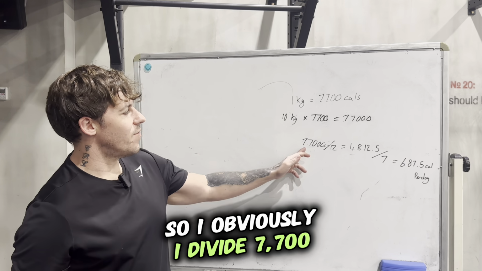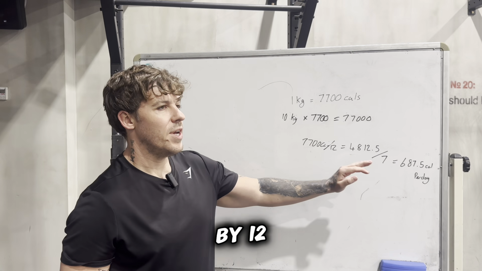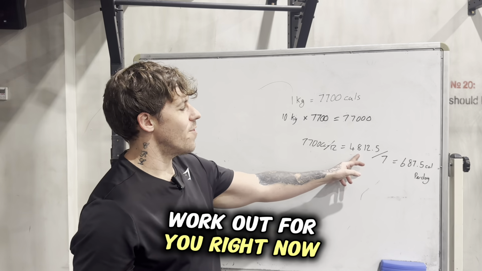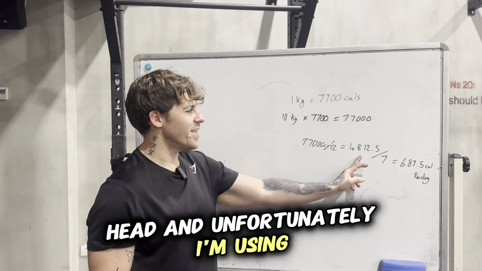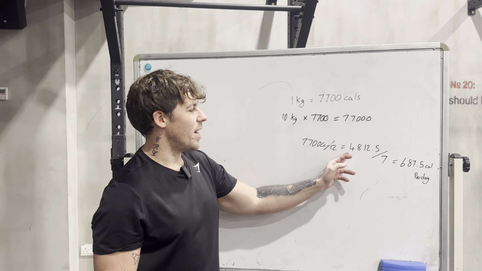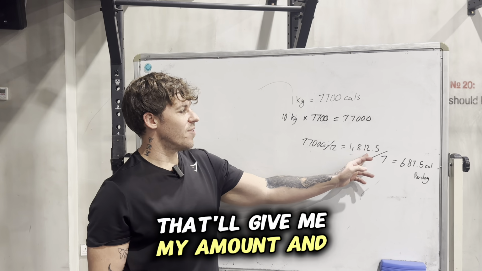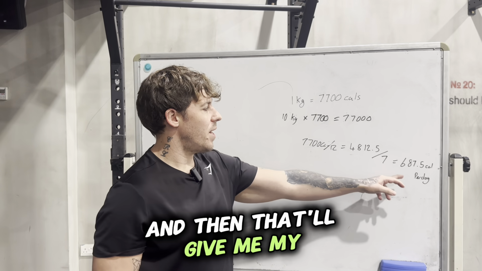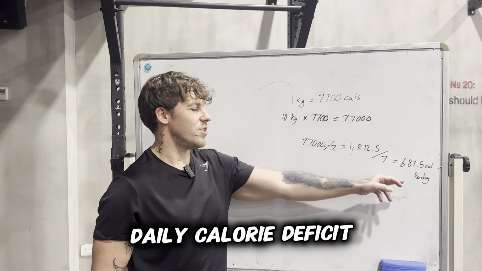So I divide 77,000 by 12, and that's going to give me my weekly calorie deficit, which there's no chance I can work out for you right now, not off the top of my head. And unfortunately, I'm using my phone to film this. So divide that by 12, that'll give me my amount, and then I'll divide that by 7, so that number will always stay the same, and then that'll give me my daily calorie deficit.